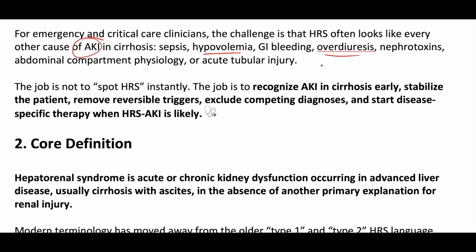HRS has a distinct cocktail of therapies to try to help that renal function improve as compared to other causes of AKI. So if we were to try to put this into a category of what we should be looking for right off the bat, I think the job is that we don't just spot HRS instantly. We recognize acute kidney injury and cirrhosis. We stabilize the patient. We reverse any triggers. We exclude competing diagnoses. And then once we do that, we start disease-specific therapy for HRS. And we'll get into all that nuance more.